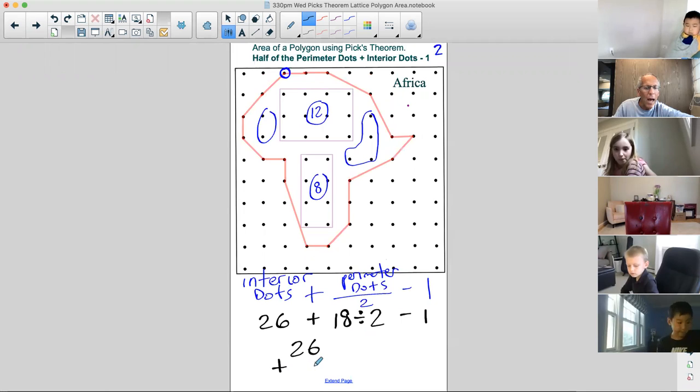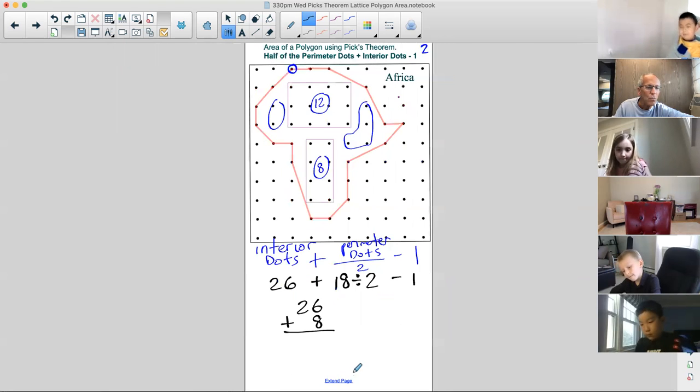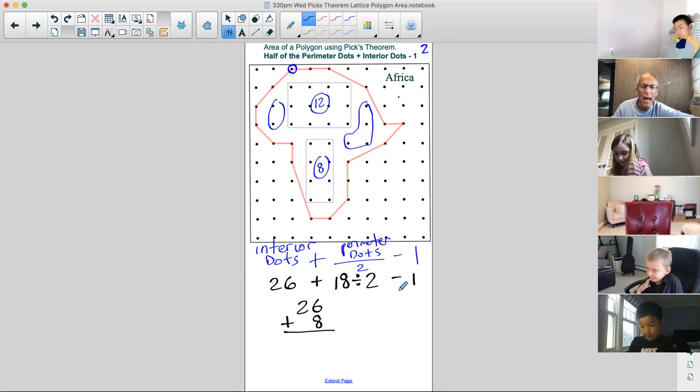plus 9, now what is 9 minus 1? Who knows? 9 minus 1 is 8. So if you added 26 and 8, raise your hand if you can give me the area of this map of Africa. And I'm going to let Tess answer this one. But you have to unmute yourself in order to do that.